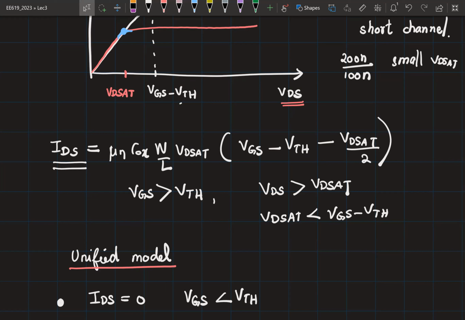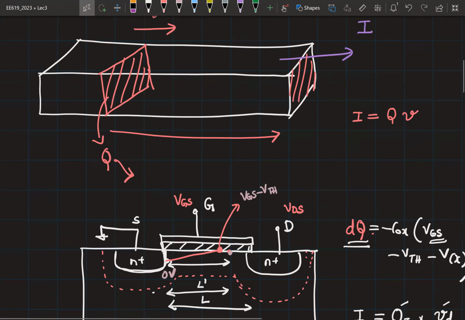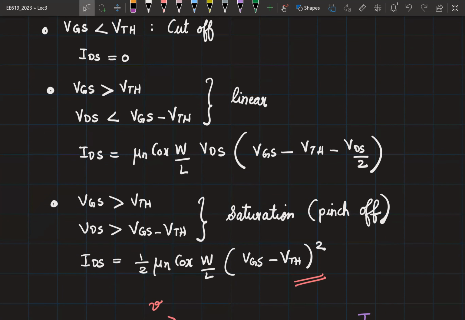So mu and COX W by L is there. And we just saw that you can get the velocity saturation current equation by replacing VDS with VDSat. So similarly, if I could get the pinch off saturation current equation by replacing VDS with something, then we are sort of sorted. Can you look at the pinch off saturation current equation and tell me if there is some manipulation that we can do? If I put VDS as VGS minus VTH, I end up with this equation. Is that clear? Okay.